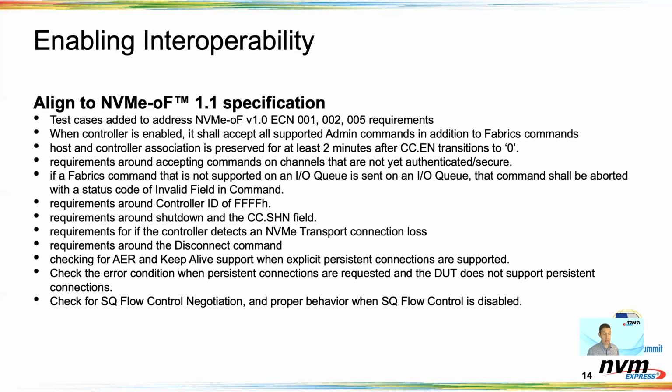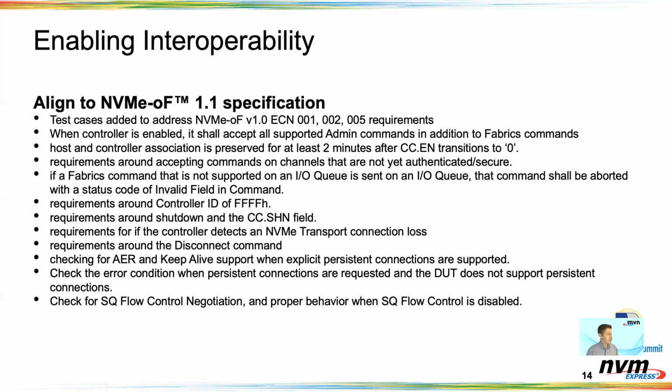If you think about that, if there's any kind of disruption to a connection between a host and a controller, is the host going to have to go through this whole enumeration and discovery process all over again? Well, if we preserve associations, as in the spec, 2 minutes, but basically a relatively short amount of time, we can kind of save ourselves some headaches there. And so that's what those tests are checking.